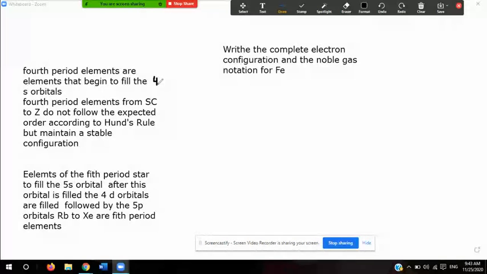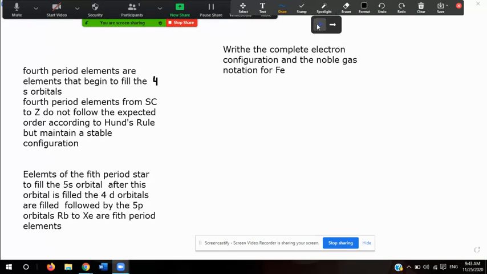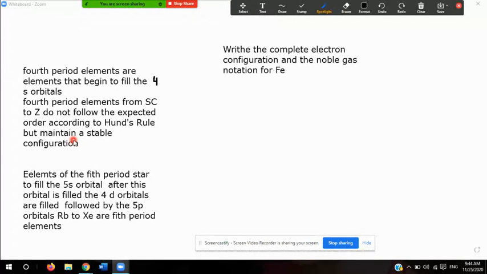Of course, they follow the 4s orbital with the 3d, 4p, and all that order that we already talked about in class. Fourth period elements are basically elements that start from scandium all the way up to zinc. And there are some elements in the fourth period that actually don't follow Hund's rule as expected. The reality is that there's no simple explanation for that other than they don't follow the expected order because it's the most stable configuration for them.